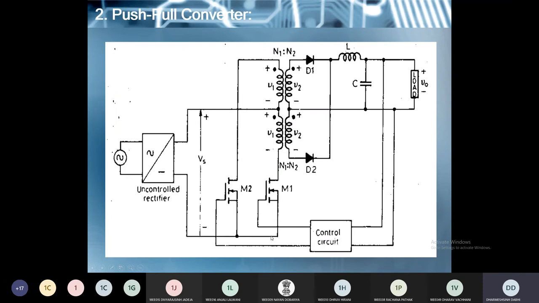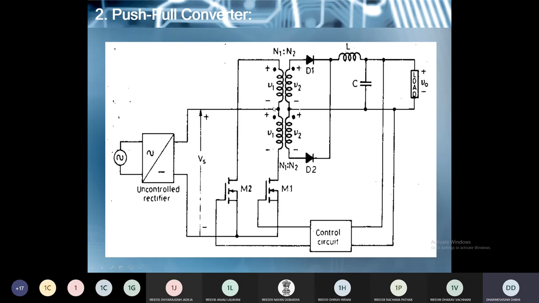Okay. Now in the same way, in the second mode, where M2 is in on condition and M1 is off, what will happen? Supply voltage is given. Again the same polarity of voltage appears in both halves of the primary, but in this case M1 is in off condition, so current flows into the upper primary winding, it means the upper half of this primary. So current flows from the supply through this primary winding, and switch M2 is closed in this way. So the same polarity of the voltage is induced here.